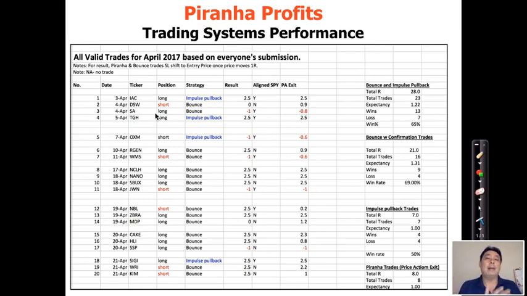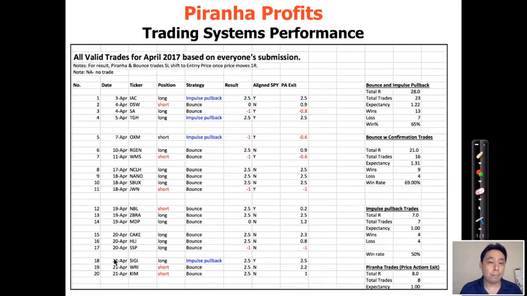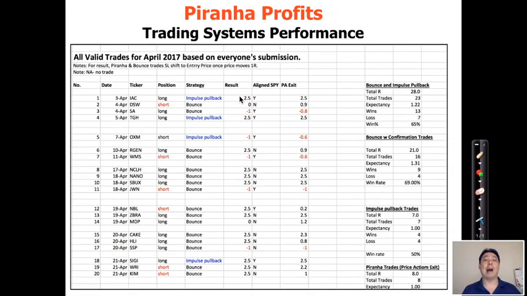This was one of my latest trade logs from April of 2017. You can see typically in a month, you have about 20 trades or more. These are the tickers. These are the positions, some of them long and some short. And this is the specific strategy: impulse pullback, bounce, and so on. And that's the result. So 2.5 basically means 2.5 R.